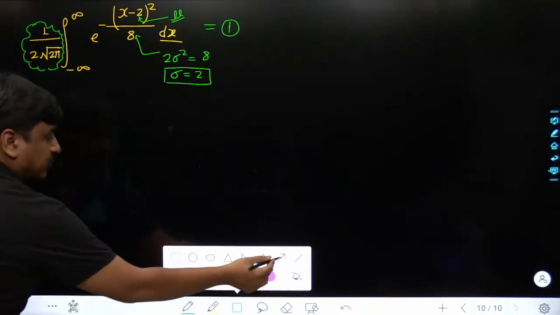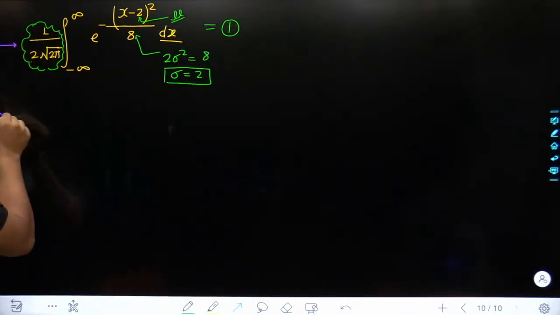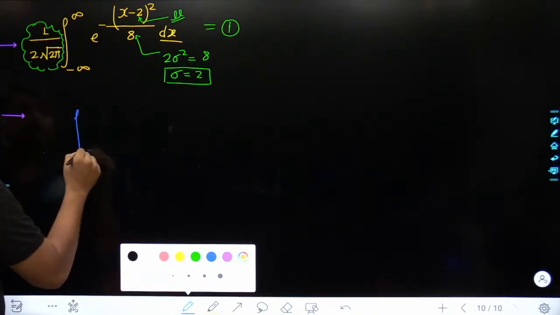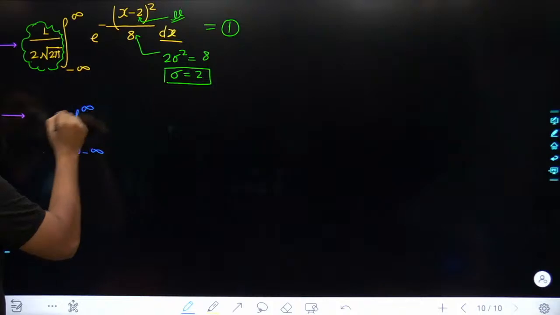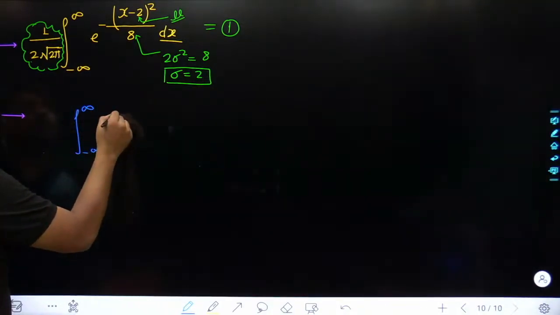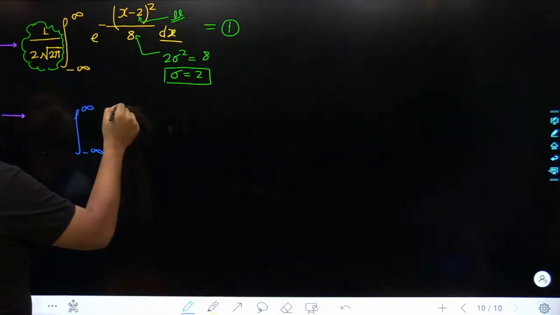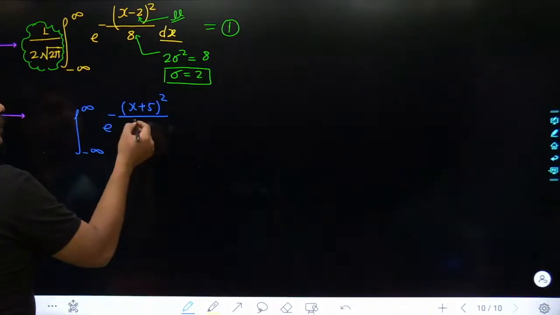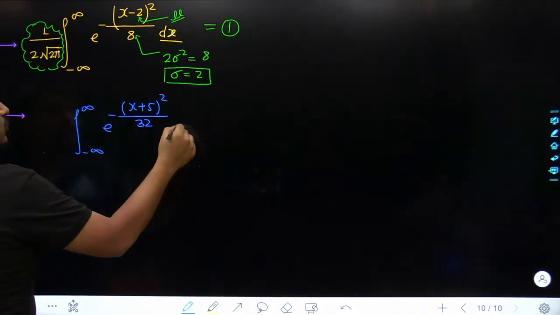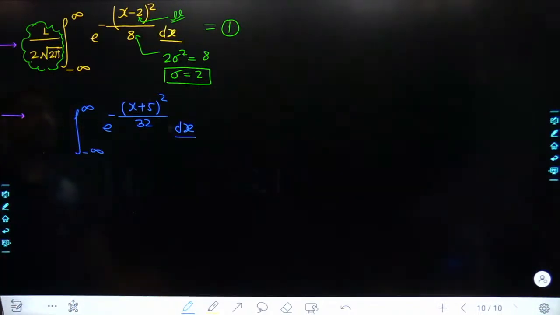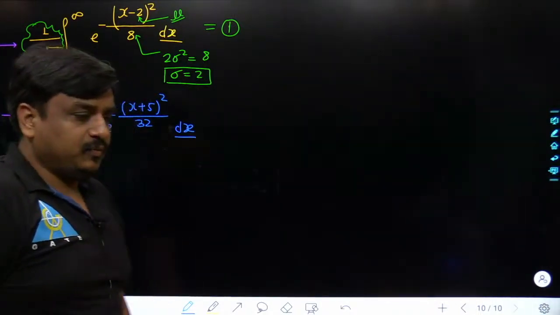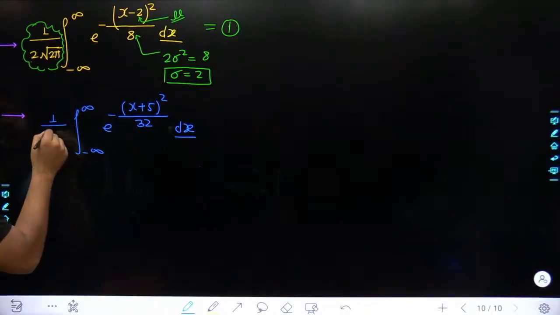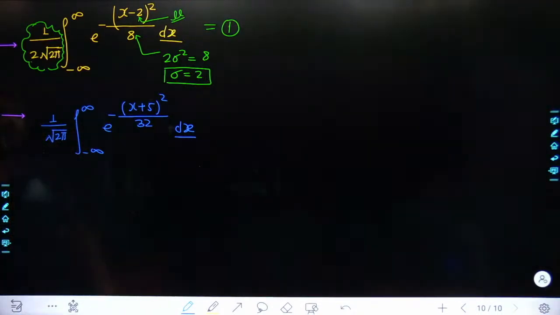In the same sequence, let me design another problem. This was the first question. Let me take another problem. The integration is again taken from minus infinity to plus infinity, e to the power of minus (x plus 5) raised to the power of 2, and here it is 32, dx. Tell me what would be the worth of it. For the time being, you can also multiply by 1 upon root 2 pi on the left hand side.